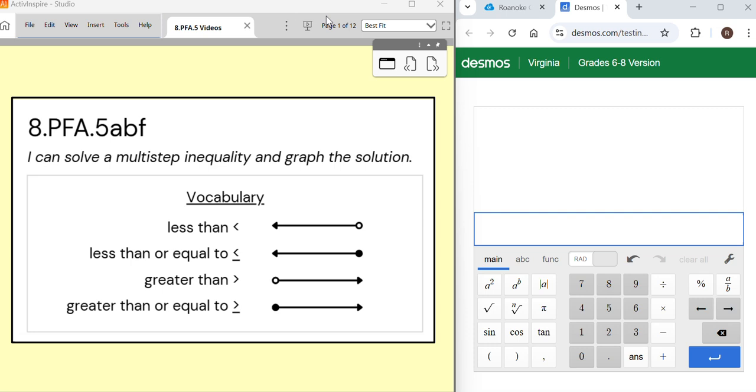I can solve multi-step inequalities and graph the solution. The vocabulary that you need to be familiar with is less than and an open circle because there's no line underneath that symbol, less than or equal to, which would mean a closed circle, greater than with an open circle, or greater than or equal to with a closed circle.